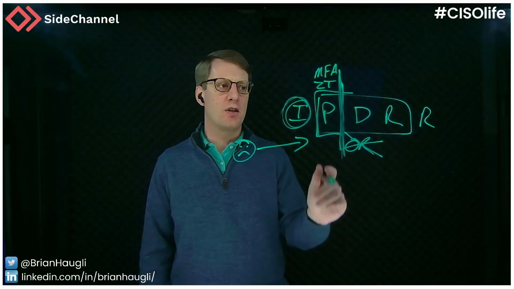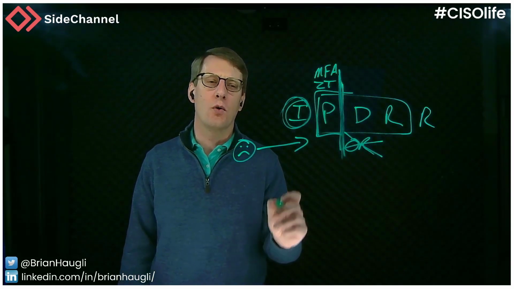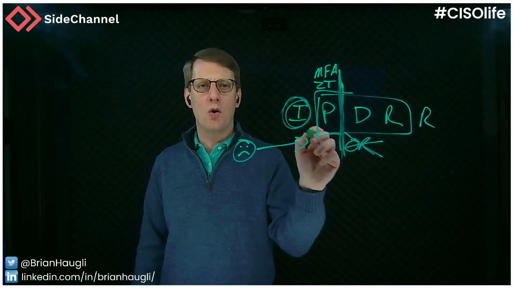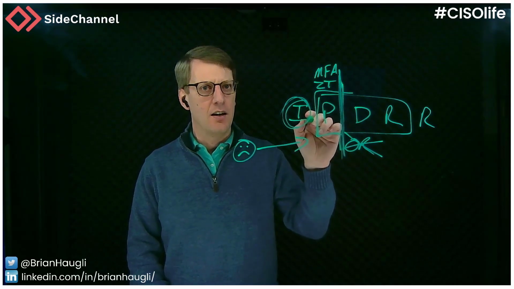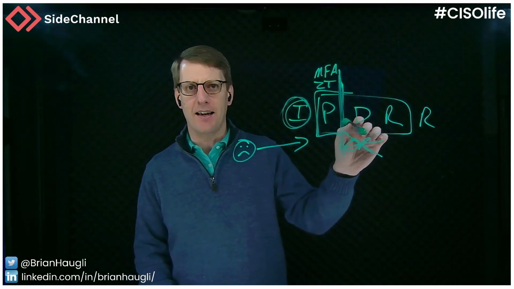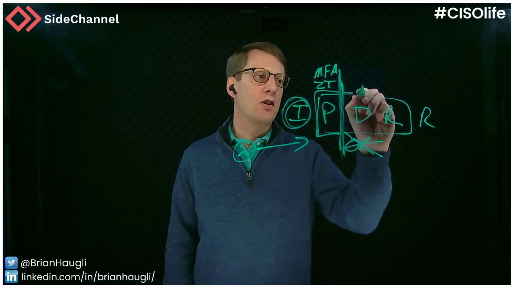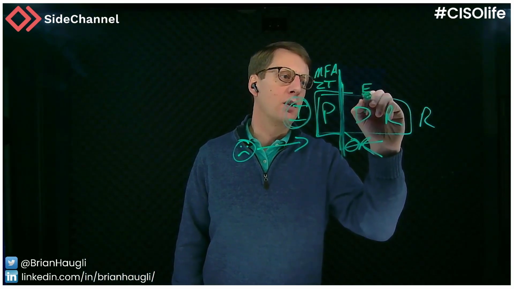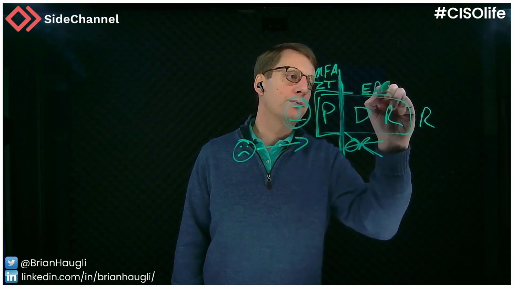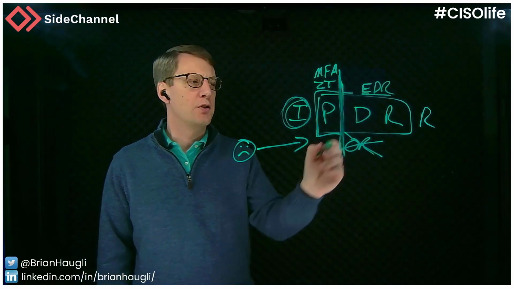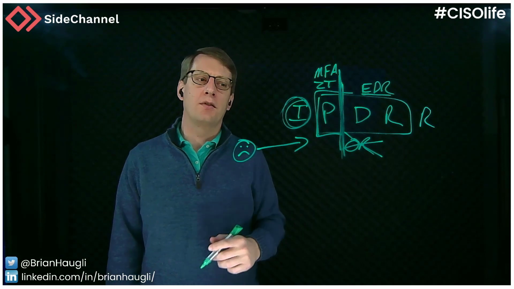Detection and response comes in when protections have failed or things that you didn't know you were supposed to be protecting are now being accessed. And that's where detection and response steps in. And this is where you're traditionally going to have some type of EDR solution to be able to do detection and response.